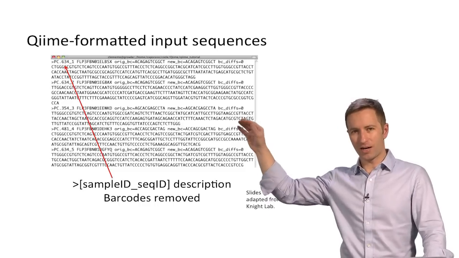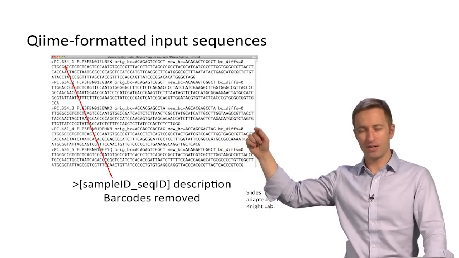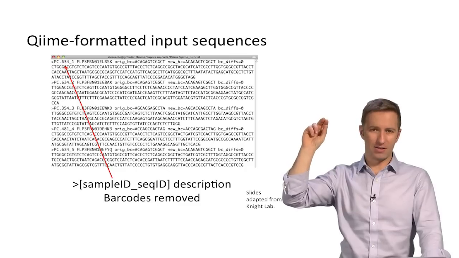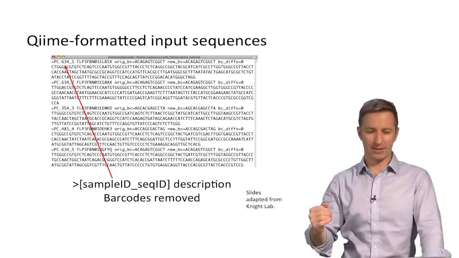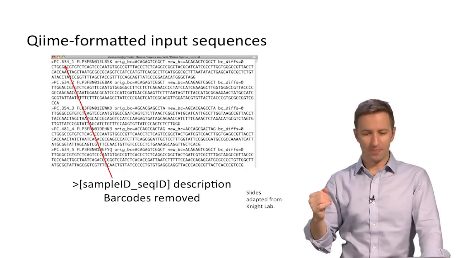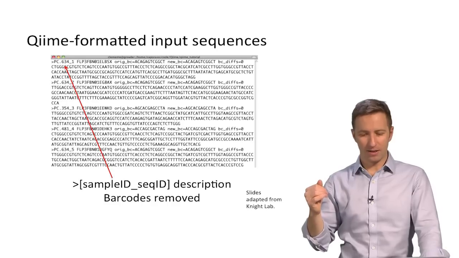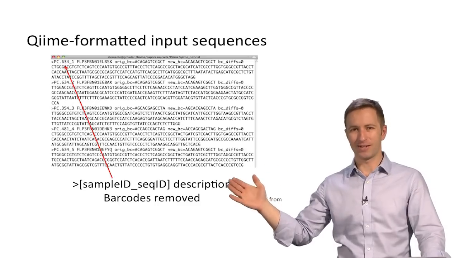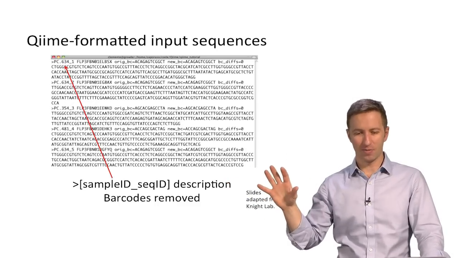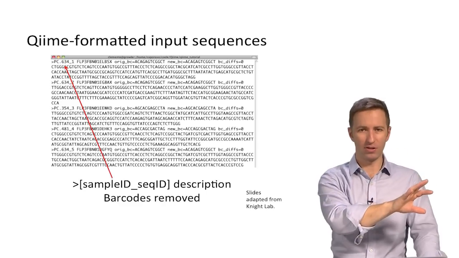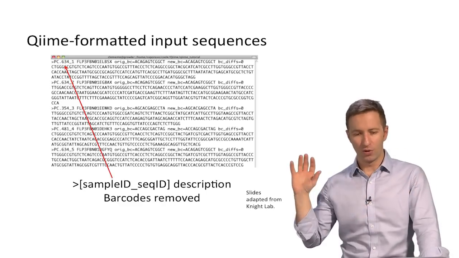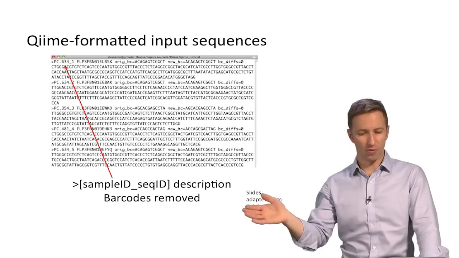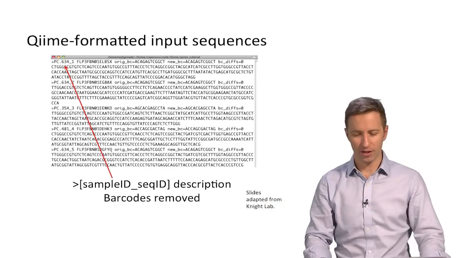The sequence headers have to start with the sample ID and then an underscore and then a different integer for each sequence in that sample. So it's very important to get your data into this format. And people often get stuck at that point, just getting it to the point where they can feed it into the OTU picking and so on. Once you've got it in this Qiime-ready format, it's very straightforward to just plug it in and get all sorts of great analyses for free.